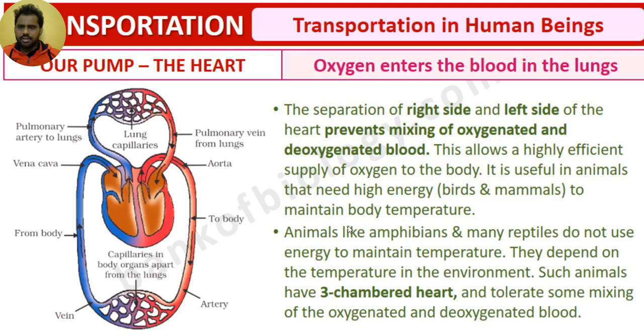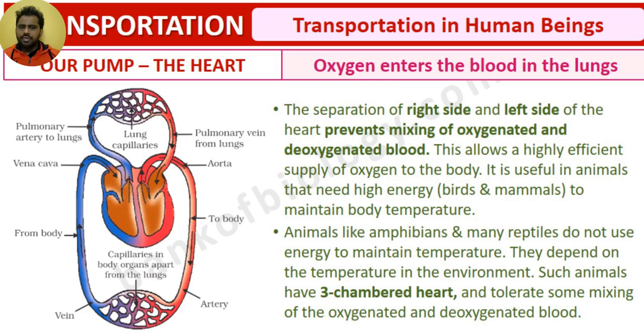I hope it is clear what is happening in the heart and how the oxygenated blood is coming from the lungs to the heart, to the aorta, and from the aorta it is getting pumped all over the body parts, and then to capillaries in body organs apart from the lungs. Deoxygenated blood again enters the vein from the body, and again it comes to the heart, and again through the lungs it is getting oxygenated, and again it is getting pumped throughout the body. So we have to understand the sequence.